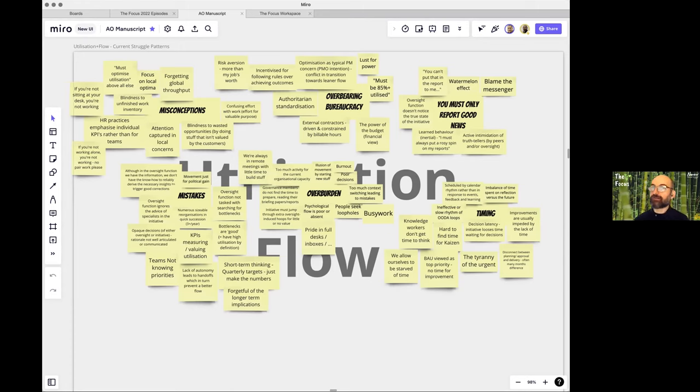How satisfied are they? How much pride do you take in what you're bringing to others? So this overburden is, again, an unnecessary struggle of being too utilized. And finally, timing, right? I alluded earlier to that idea of slack time.